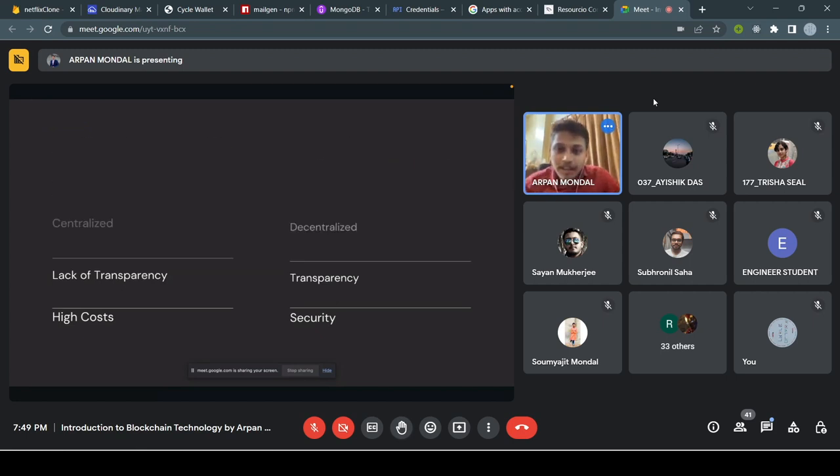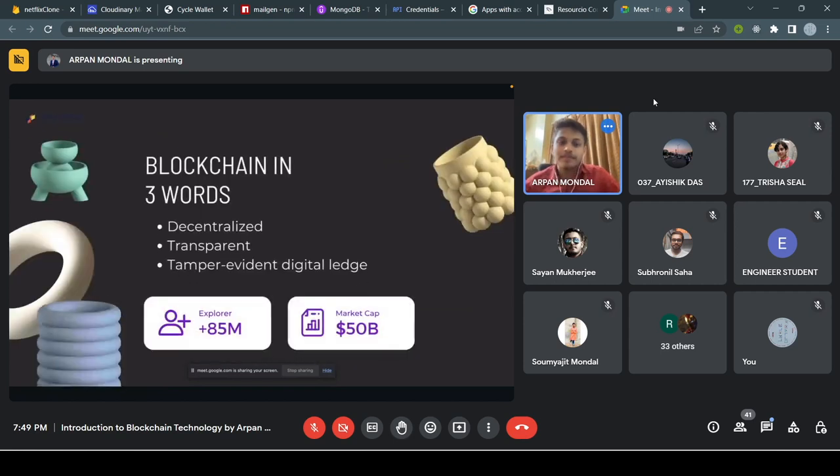Let's move on to the next slide, guys. So let's sum it up. Let's say some people ask you, what is blockchain? What are you going to say? In three words: decentralized, transparent, tamper-evident digital ledger. You already got an explanation of what is decentralized, what is transparent and tamper-evident, because this is a very nice English word. Use this in the interview, guys.